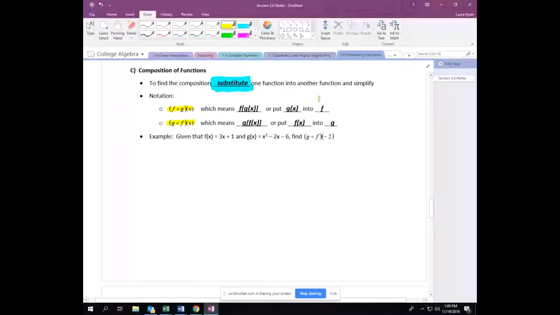The first one, f of g of x, means that you are going to be putting the g function into the f function, or the output of the g into the f, depending on whether or not you have a value. The other one, g of f of x, means that you are going to be putting the f function into g. So regardless of what the notation looks like, when you're dealing with compositions, you work your way from right to left.